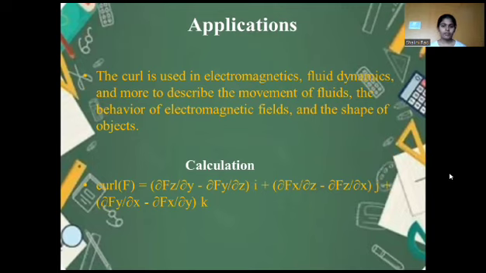Then talking about its applications, the curl is used in electromagnetics, fluid dynamics, and more to describe the movement of fluids, the behavior of electromagnetic fields, and the shape of objects. And the way to calculate the curl is as follows: del fz divided by del y minus del fy divided by del z, times i, plus del fx divided by del z minus del fz divided by del x, times j, plus del fy divided by del x minus del fx divided by del y, times k.